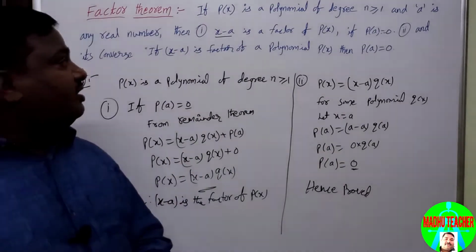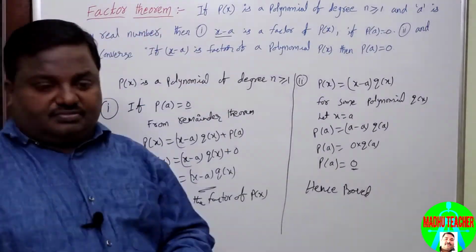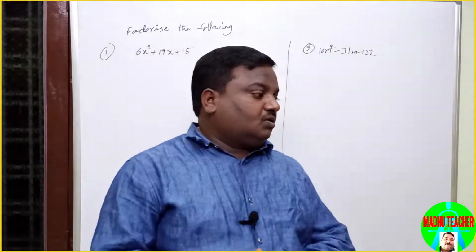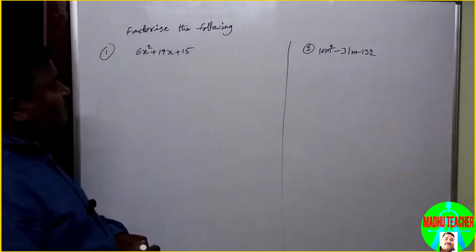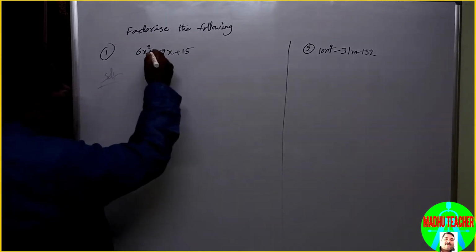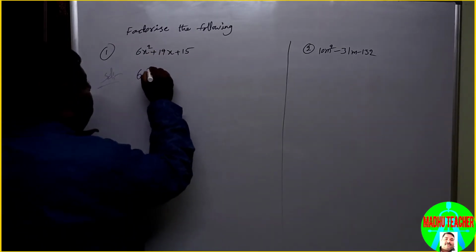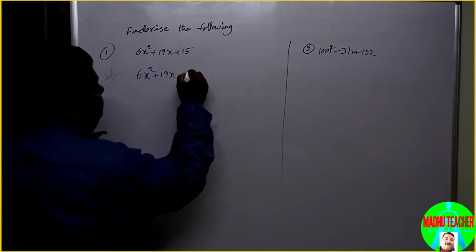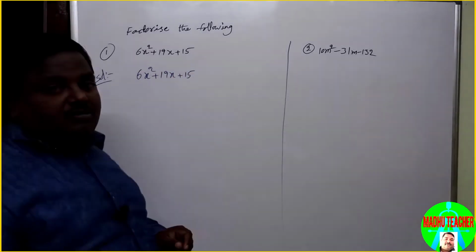Okay. So this is factor theorem. Let us see some problems. Factorize the following. So here, factorization. Factorize 6x square plus 19x plus 15. This is a quadratic polynomial.